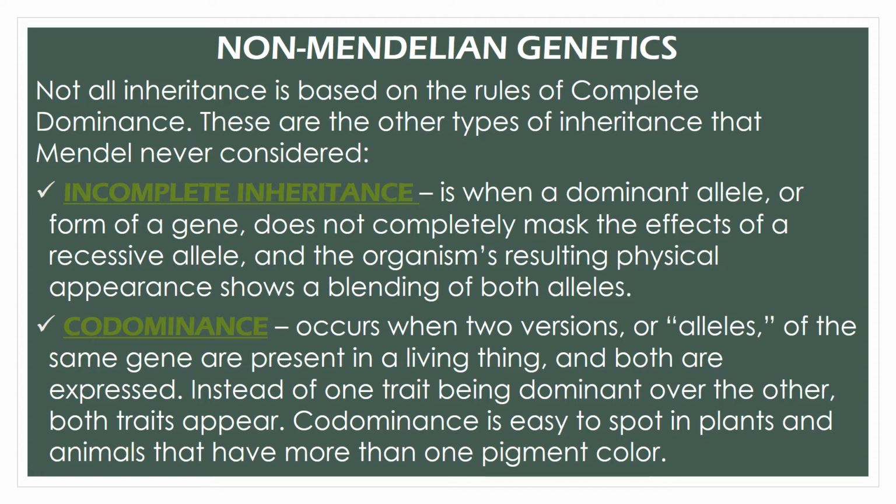So for codominance, it occurs when two versions or alleles of the same gene are present in a living thing, and both are expressed. Instead of one trait being dominant over the other, both traits appear. So codominance is easy to spot in plants and animals that have more than one pigment color.